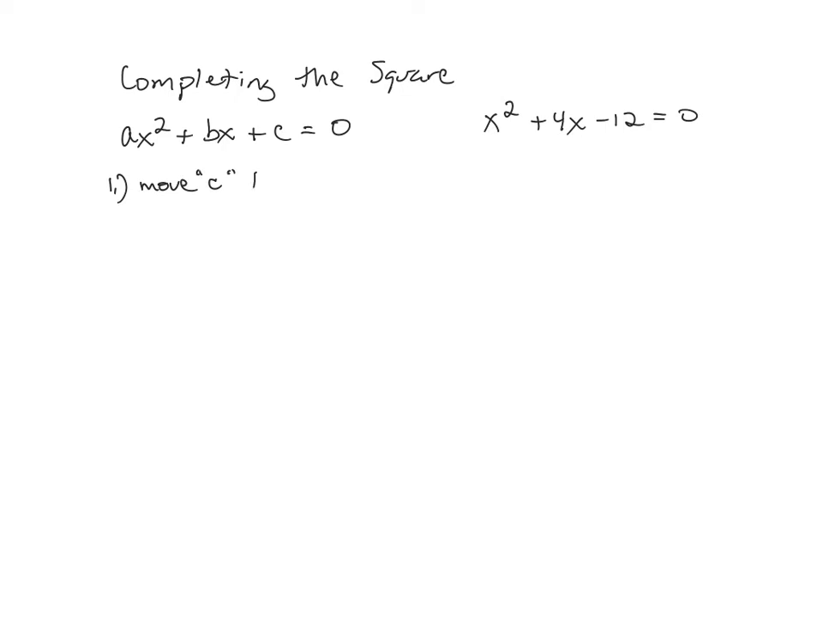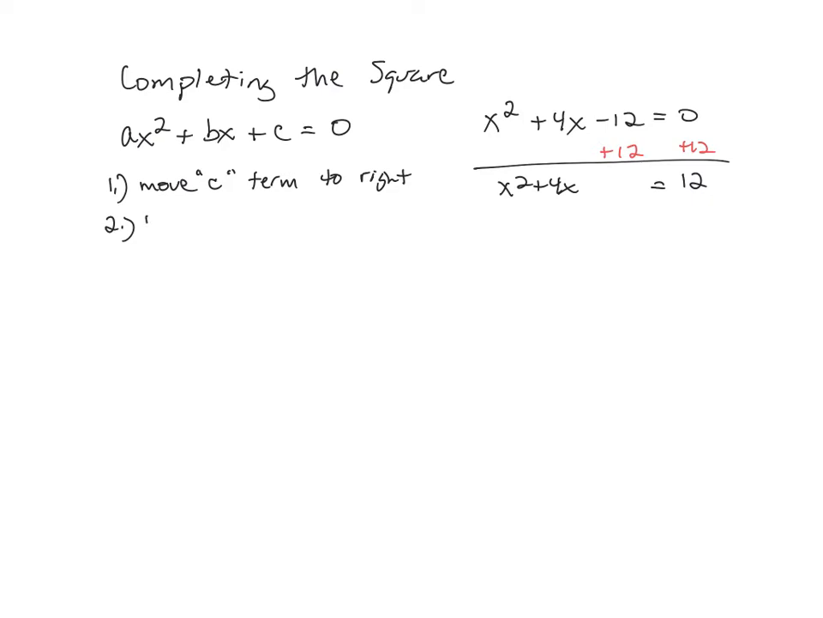move the c term to the right or to the other side of the equal sign. Okay, so that's minus 12. I need to do the opposite and add 12. When you do that, leave a space. You'll see why in a minute.